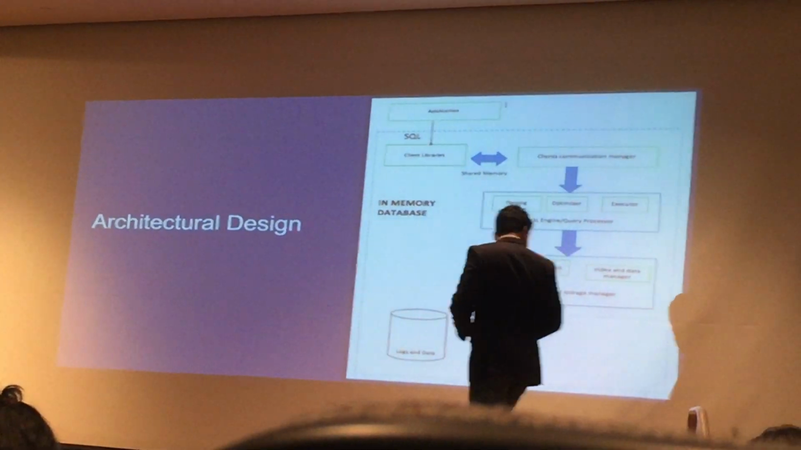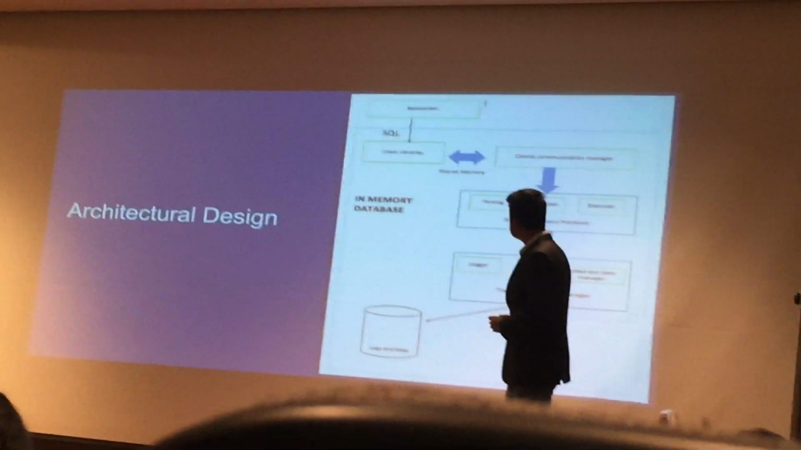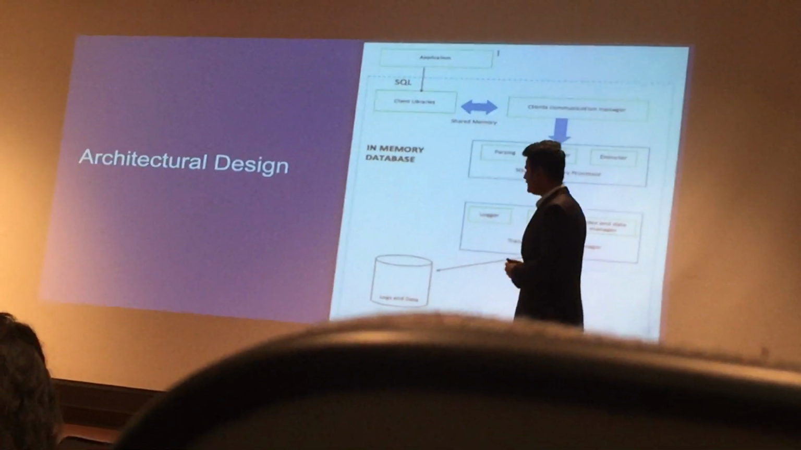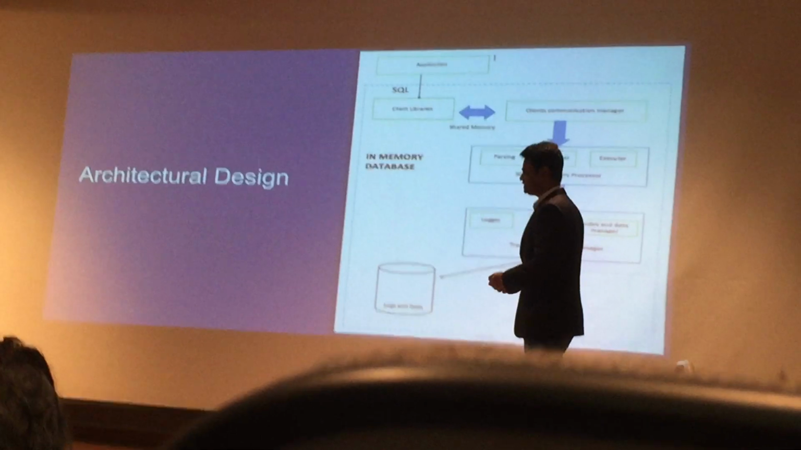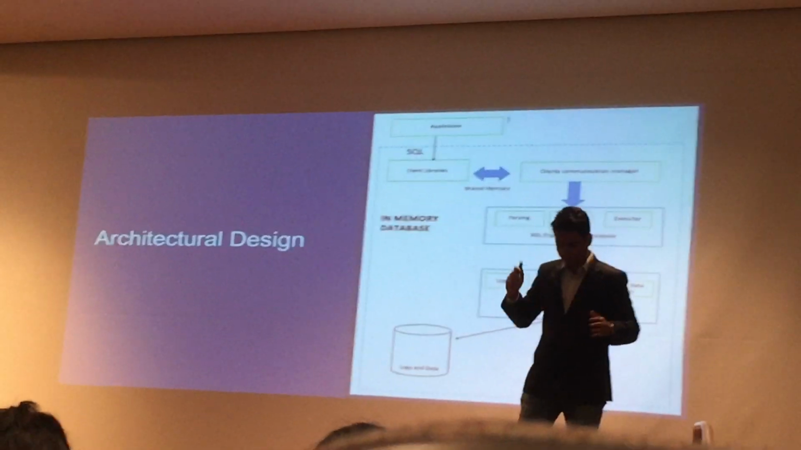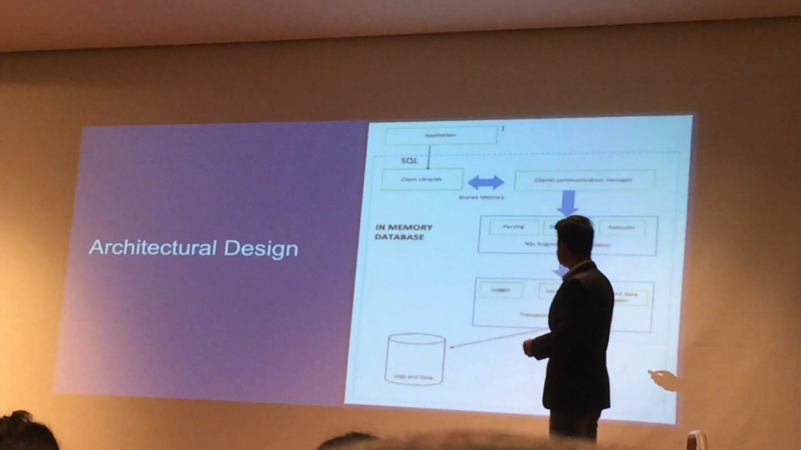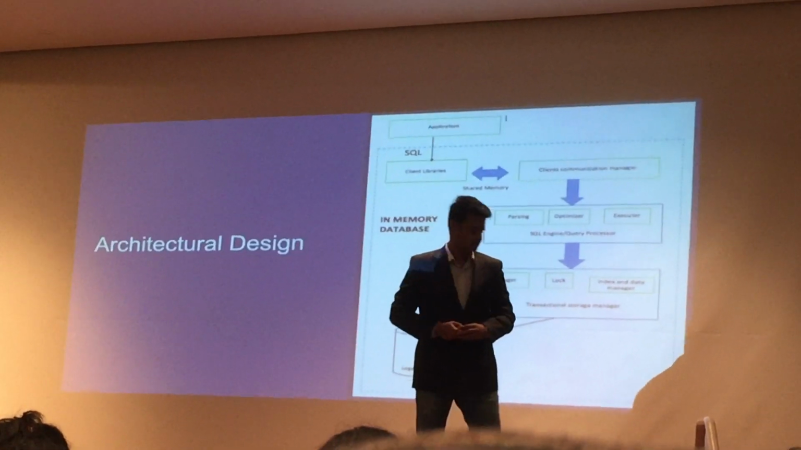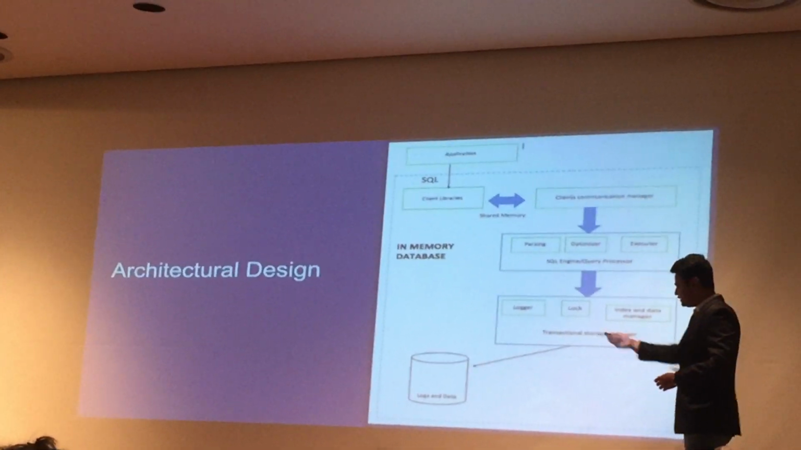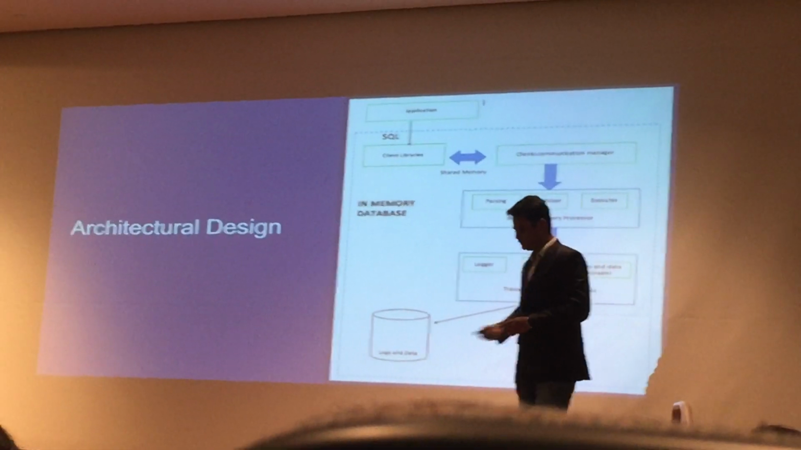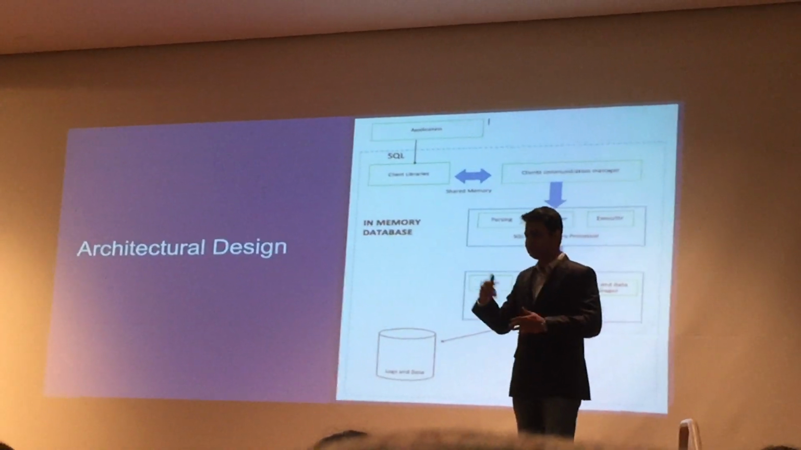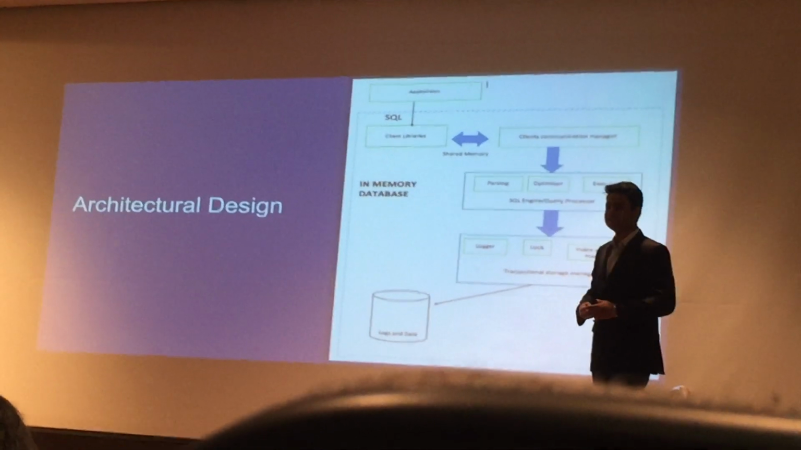So moving on, this was the architectural design. This design is concerned with how the client library is shared with the client communication manager, and there's a parsing optimizer and executor, which is where the SQL query takes place, and then there's a logger for the transaction, and then there's indexing and the data manager, which is for the analysis process. Then all the data is stored in a particular collection, that's the database itself. So it's a higher level representation of an in-memory database. We'll get into the details and how exactly this applies in real time in the further slides.